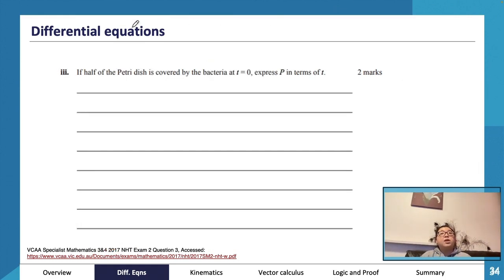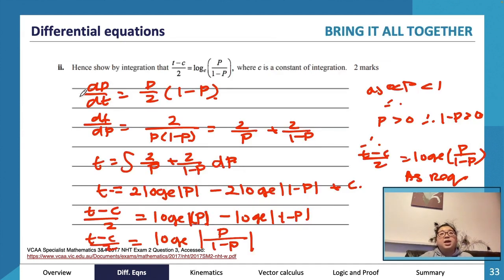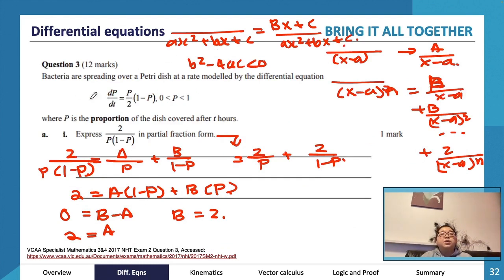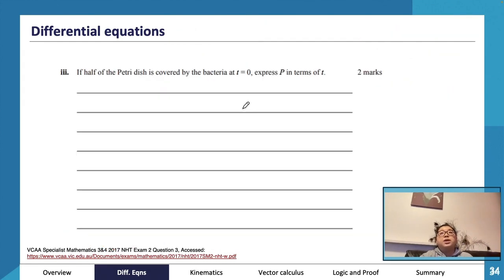Cool. Alright, so if half of this petri dish is covered by bacteria at t equals 0, express p in terms of t. So essentially what they want here is they want us to say that in terms of this equation, half of the petri dish was going to be covered by that point. And remember, our p value is telling us the proportion of the dish that was covered after t hours. So essentially what they're saying is that p equals a half at t equals 0.